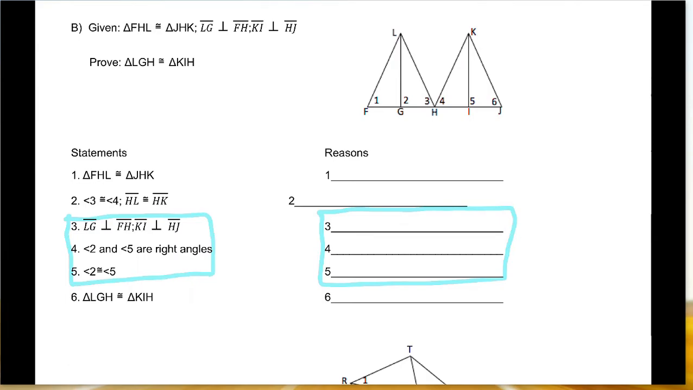We've got our given. They gave us a pair of congruent triangles. They told us FHL is congruent to JHK.